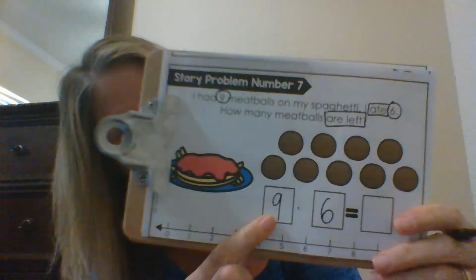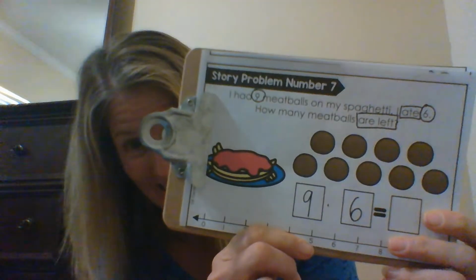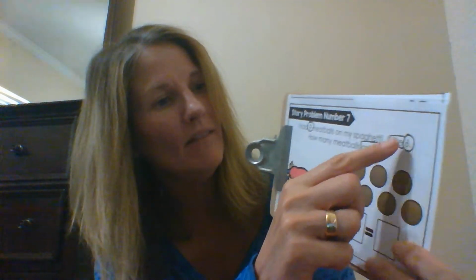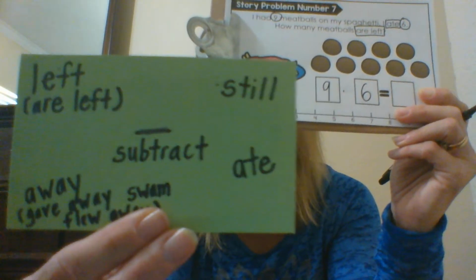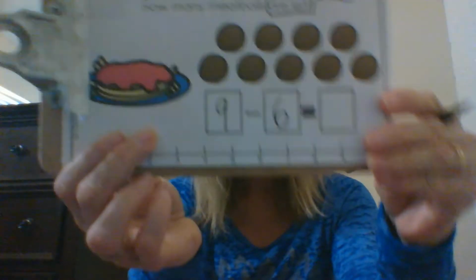All right, so I have my numbers, right? My first number I put in the first box because I had 9 and I already had my picture, right? And I ate 6 and they say how many are left? Well, I know that "are left" means I have subtraction, right? So I'm going to make that into a subtraction.